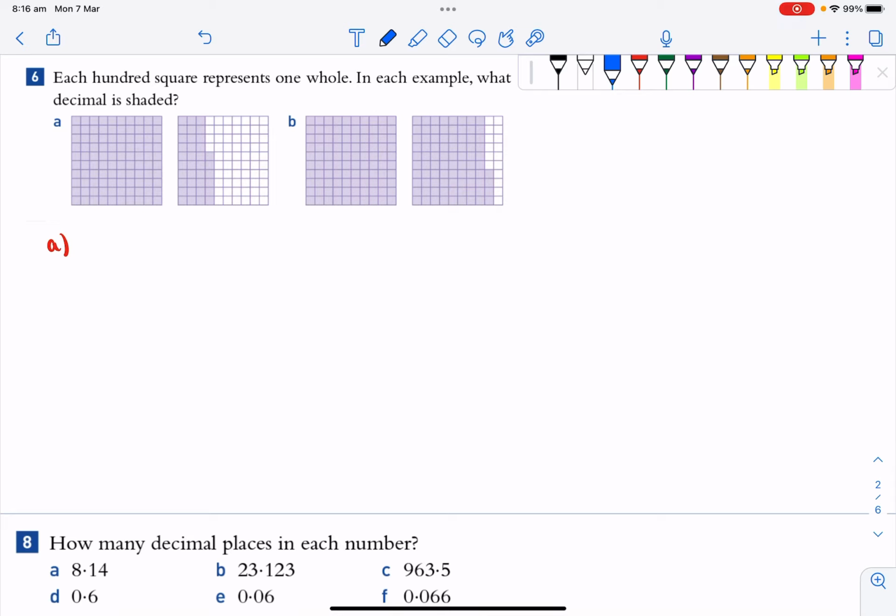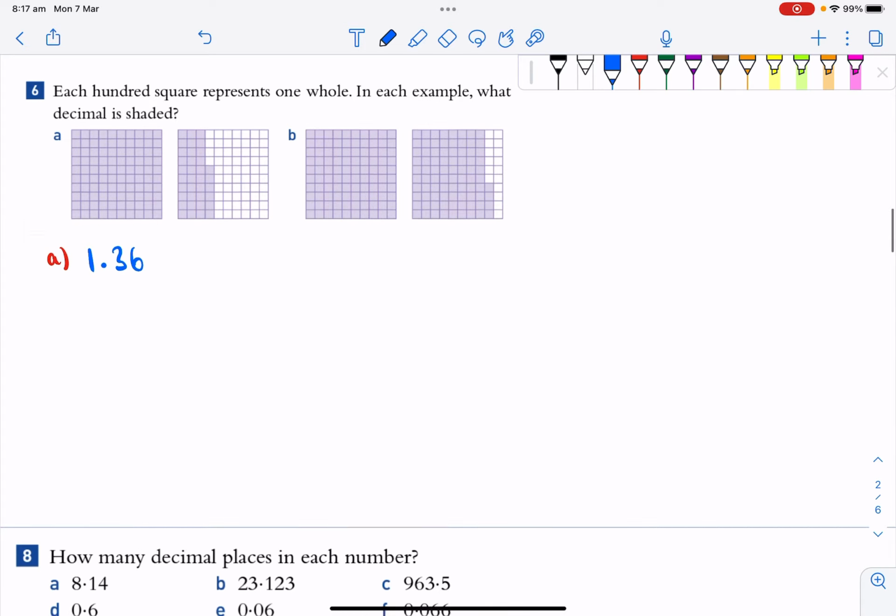Question 6 is quite straightforward. Each 100 squares represents 1 whole. In each example, what decimal is shaded? So here, this is 1 whole, so we do 1 point. And over here, we can see we have 3 tens, so that's 30. And then here we have 6, 3 6. B is done the same way, so I'll leave that one for you guys to do.